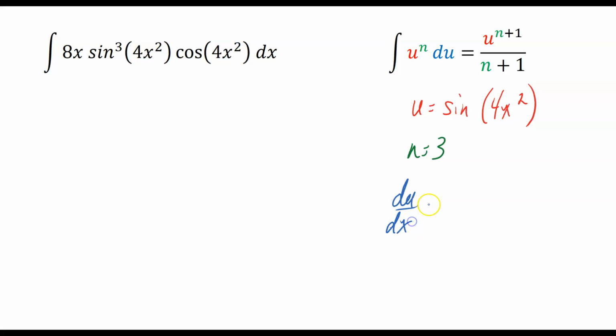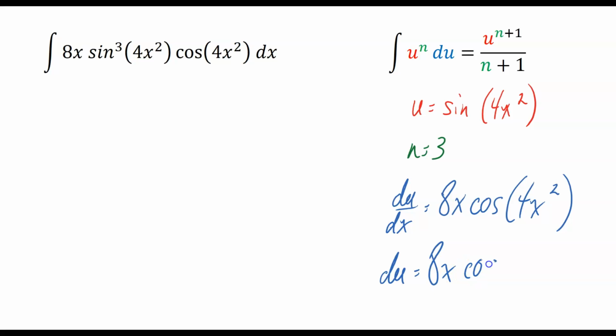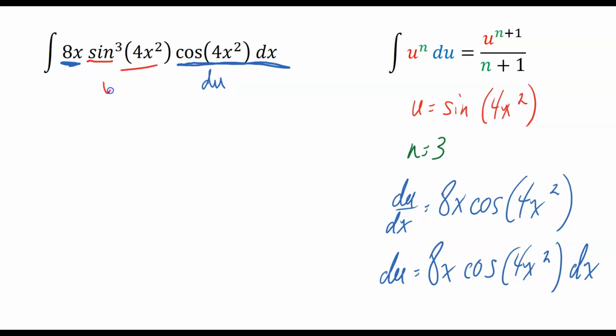du dx equals the derivative of sine 4x squared. Well, we must multiply by the derivative of 4x squared, which is 8x. The derivative of the sine function is cosine, and it's the same angle. And so therefore the differential du is equal to 8x cosine 4x squared times dx. All right, so there's 8x cosine 4x squared dx. All of that is our du. Our u is here, and there's our n.